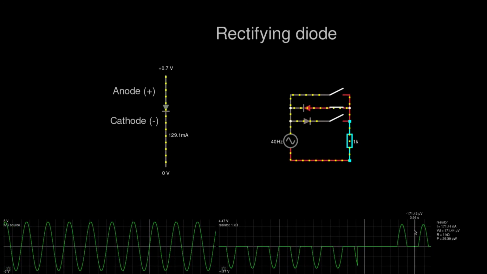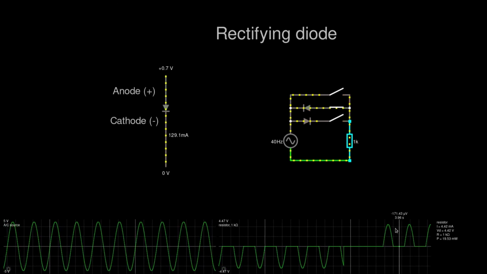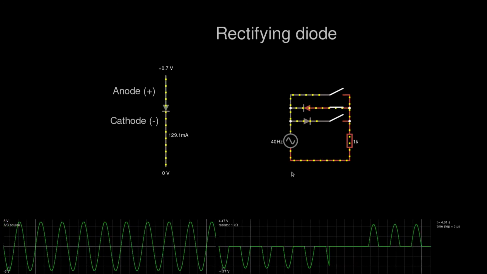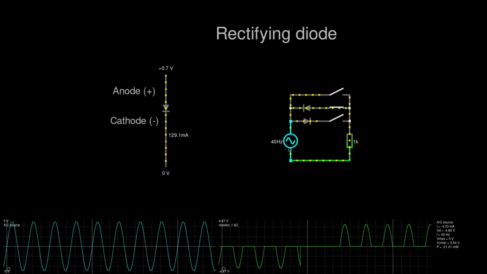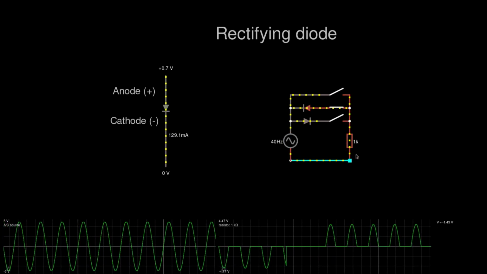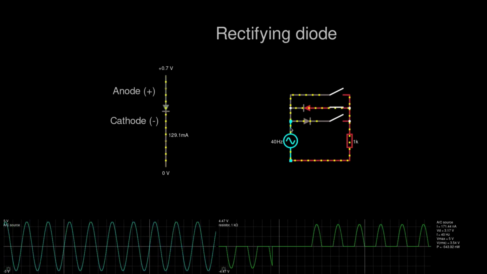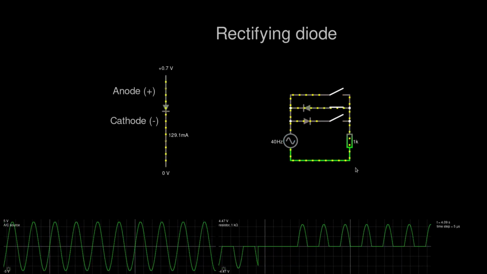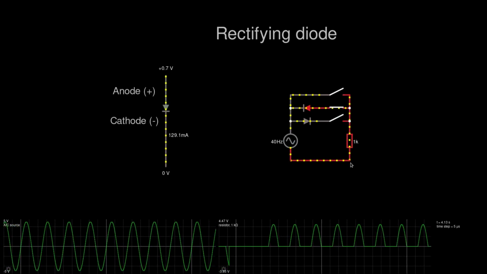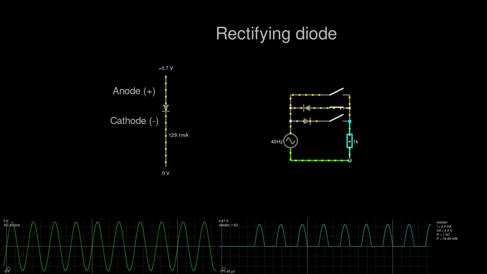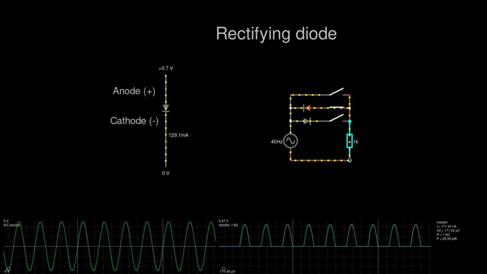So yeah, I usually say that if the current is passing through counterclockwise, it's negative, and if it's passing through clockwise, it's positive. But that's just what I use. So that's how the diodes work, and that's how they rectify.